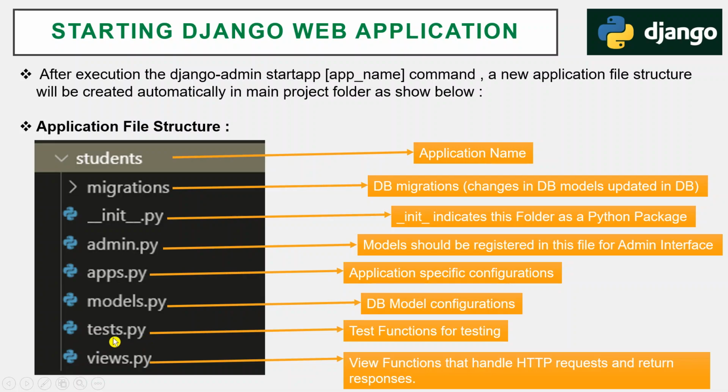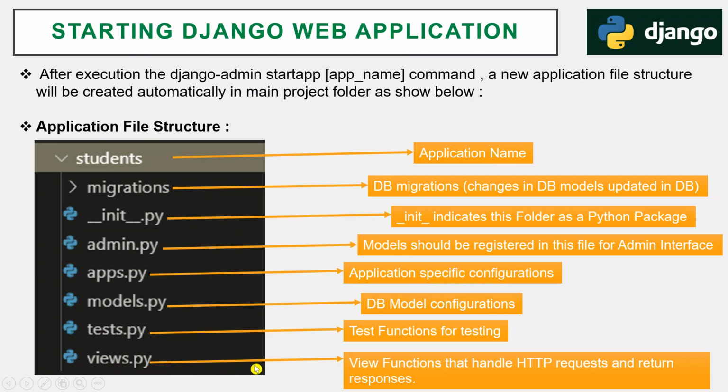Next, tests.py. This file consists of test functions for testing. And then views.py, very important. It is the heart of your web page. Business logic is configured in this file only. Receiving the request, processing the request and sending the response, all of that is done by the views.py file only. Very important file.